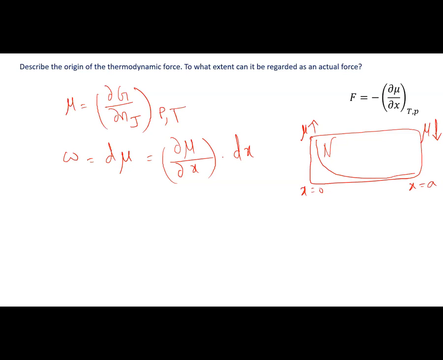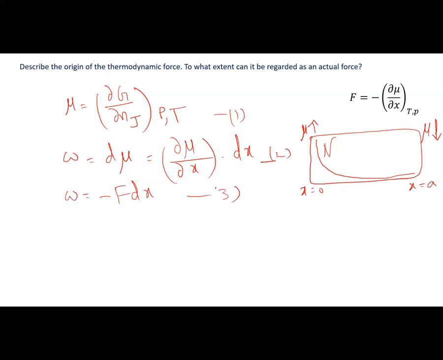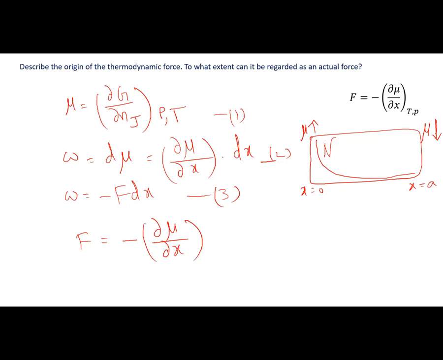So this is the equation for the work. But in thermodynamics, we also discussed that work is done against a force along some direction. If we compare these equations, let's say I call this 1, this is 2, and this one is 3. If I compare equations 2 and 3, we can write the equation for force as minus dou mu by dou x. So that's the thermodynamic force. Make sure that it is at constant temperature and pressure. So this is one part.